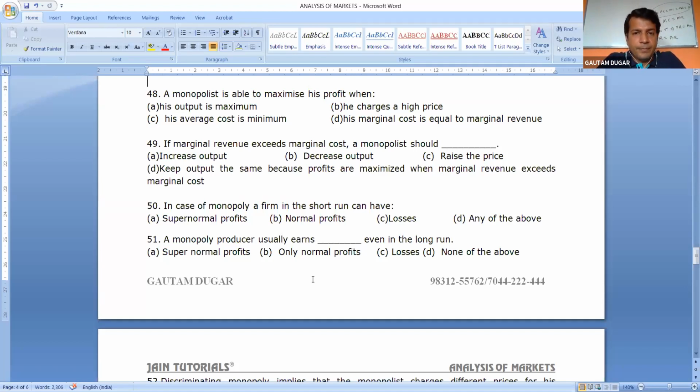49. If marginal revenue exceeds marginal cost, remember, so long as marginal revenue is greater than marginal cost, any firm, whether perfect competition or monopoly, every firm should expand the output, should go on increasing the output. So if MR exceeds MC, a monopolist should increase the output.